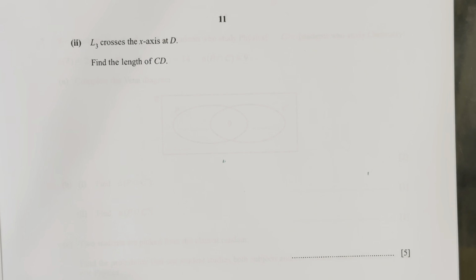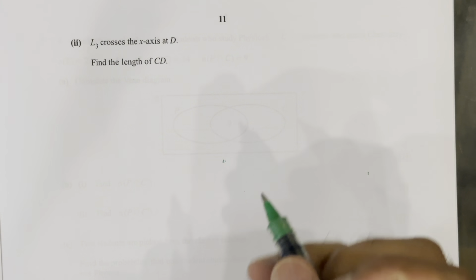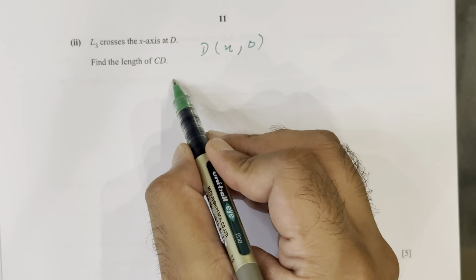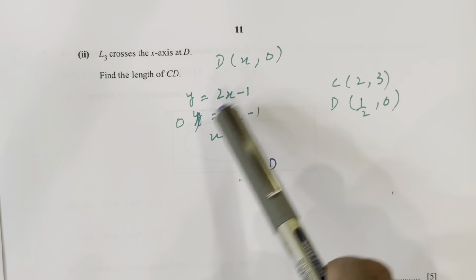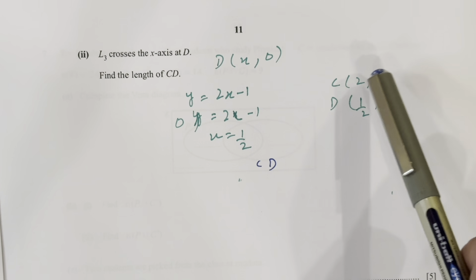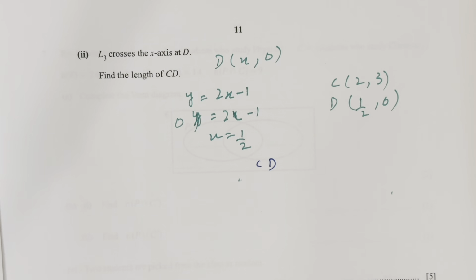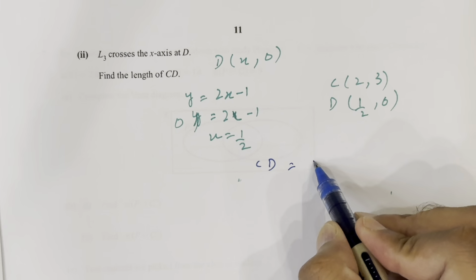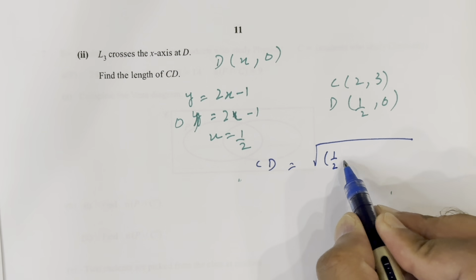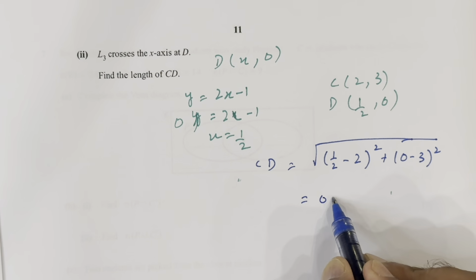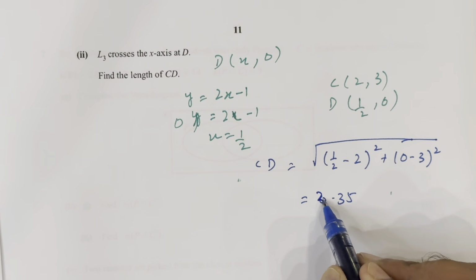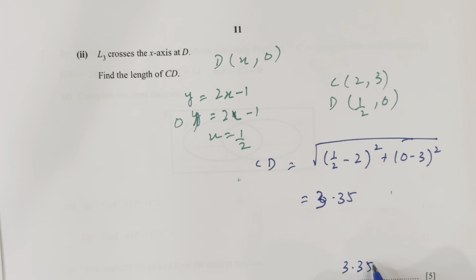Moving to the other part, L3 crosses the x-axis at D. Find the length CD. We know that the point D is (x, 0) and we have already found the equation, y is equal to 2x minus 1. When we substitute 0 over here, we get the value of x is equal to 1 by 2. Now we have C (2, 3) and D (1/2, 0). Now we need to apply the distance formula to calculate CD. The distance formula would be the square root of (y2 minus y1) whole square plus (x2 minus x1) whole square. After calculating this, we get the value of CD, that is approximately 3.35. So this would be our final answer.